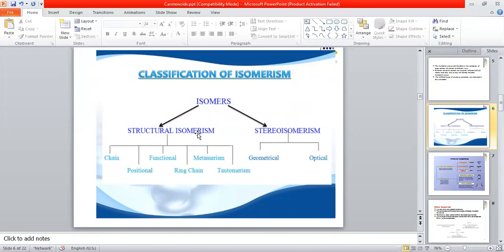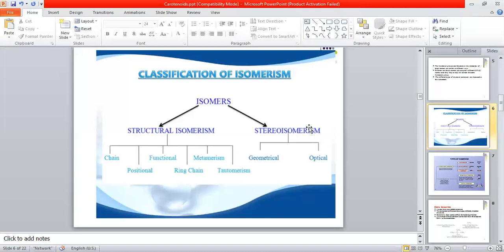Suppose I give you an example. In the coming slide, I will give you an example of butane and isobutane, where you will see that butane and isobutane are structural isomers. They both have the same chemical formula but a different arrangement of atoms. And now what about stereoisomerism? Stereoisomerism is a property of stereoisomers.